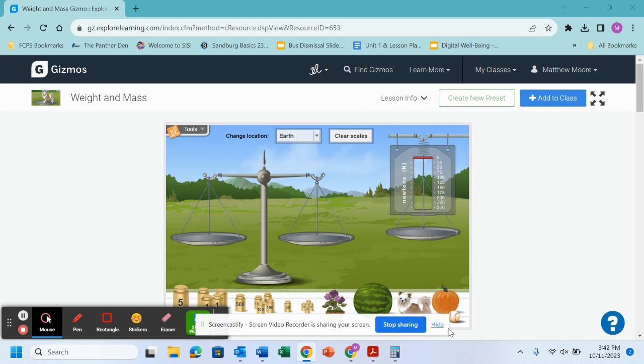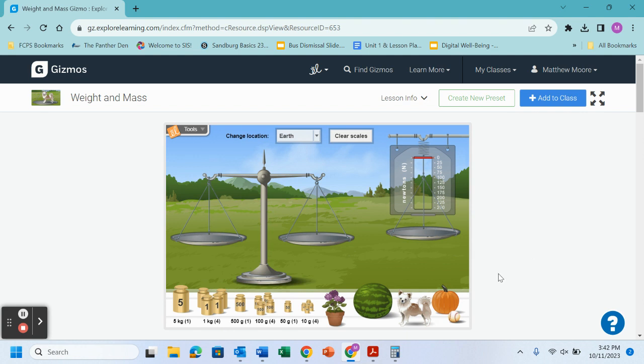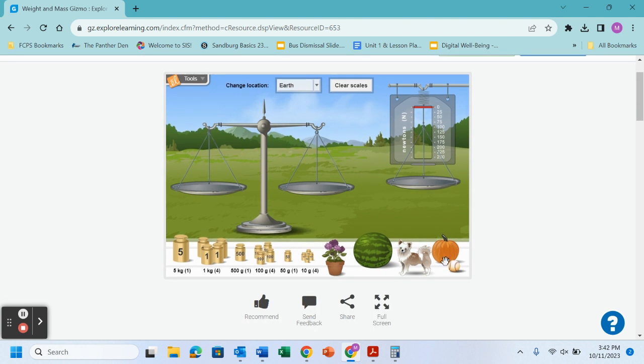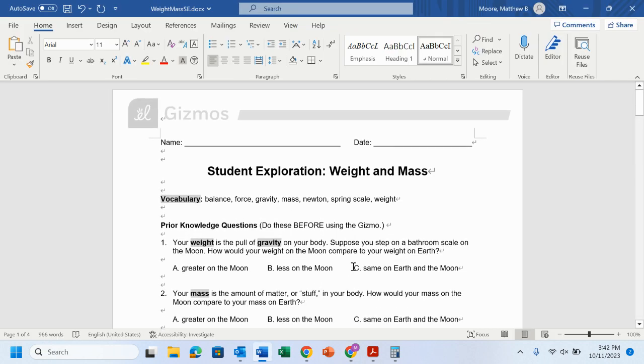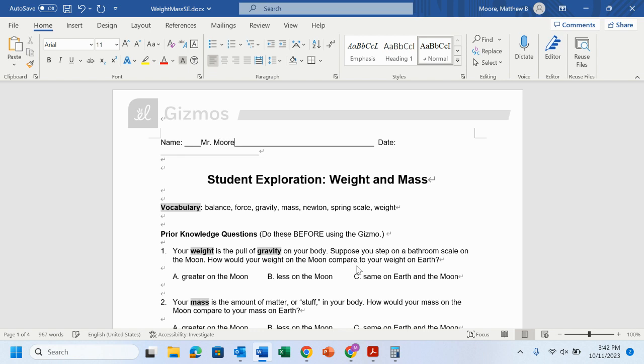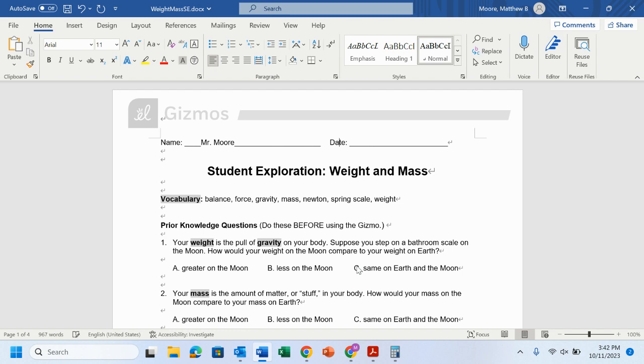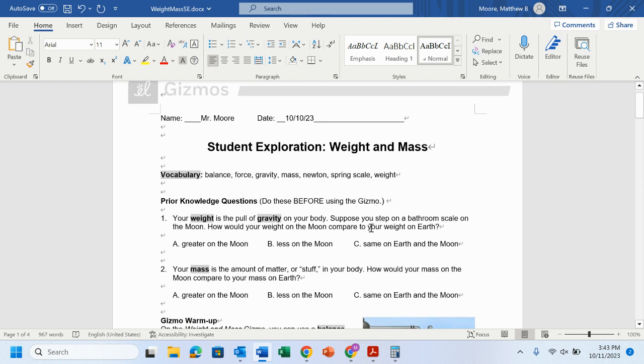So today we're just going to go over weight and mass, and we're going to do this gizmo together. This is what the gizmo looks like, and the questions are going to be in here. I'm just going to put my name, Mr. Moore. We're going to put our date at the top. Today's date, 10/10/23.